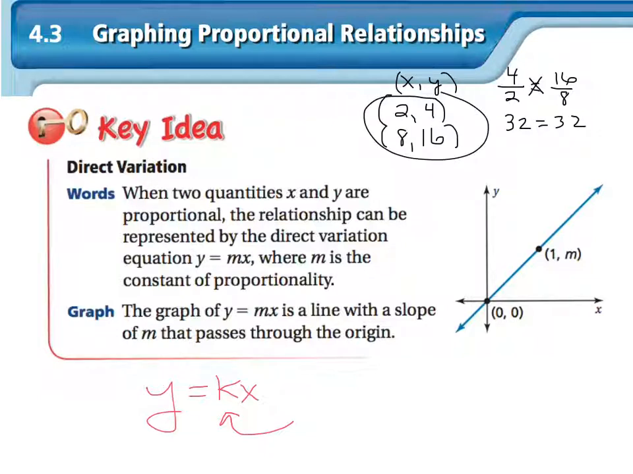So the relationship can be represented by the direct variation y equals mx, where m is the constant of proportionality. You'll notice once again that it must go through 0, 0. And the graph of y equals mx is a line with a slope of m, because this is the change in y divided by the change in x. So if the change in x is 1, m is your slope, and it passes through the origin.